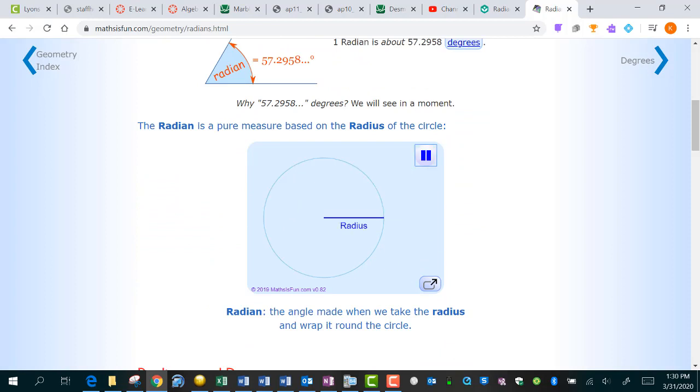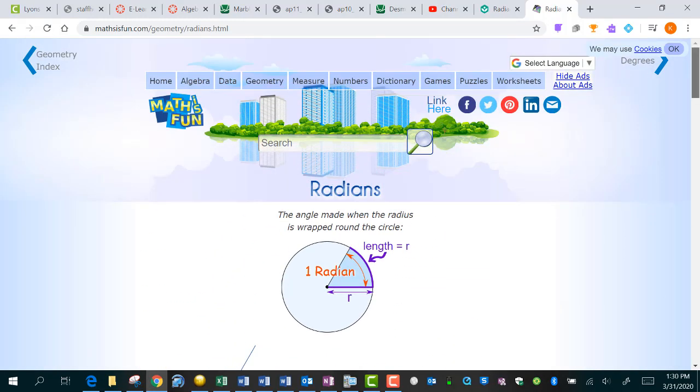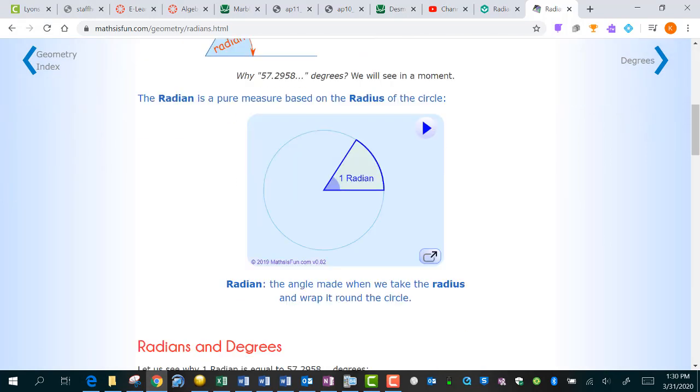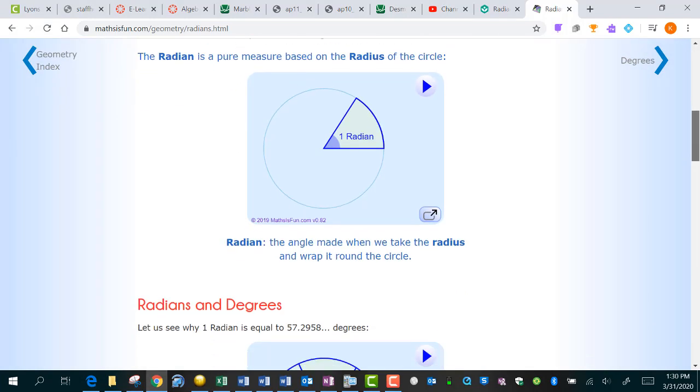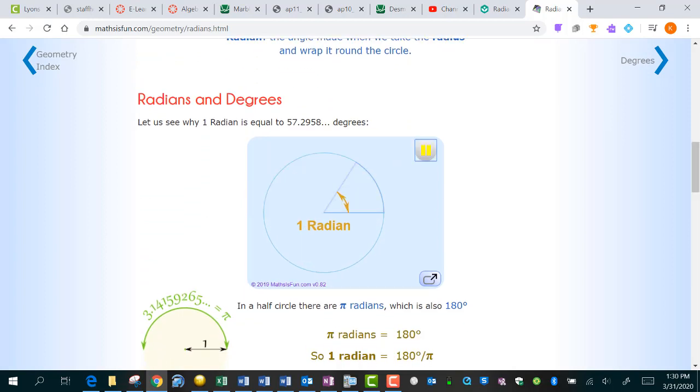So I'm going to go ahead and hit play. It takes that radius, wraps it around, and shows you that that angle is considered 1 radian. And 1 radian is about 57.2958 degrees. And we're going to see in just a minute where that number comes from. So let's see why 57.298.